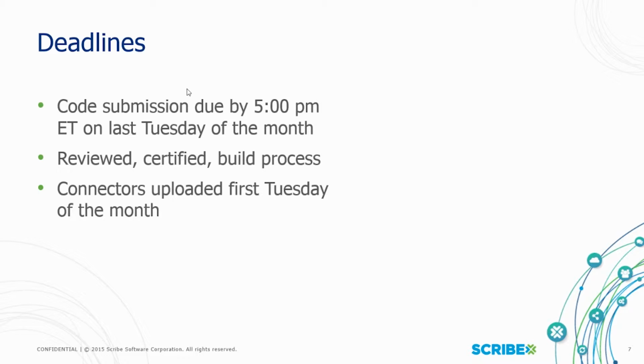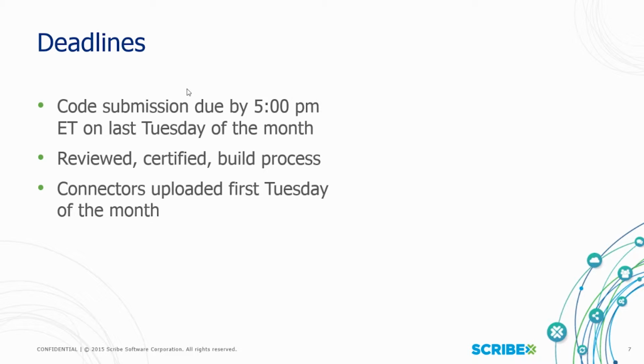Code submission, we do have a couple of deadlines here. Our code submission deadline is 5 o'clock on the last Tuesday of the month. This is true every month of the year. Sometimes that's close to holidays. We work that right in. We're more concerned about having a consistent date. We will then take about a week's time to get through the review, the certification, and the build process, and we'll release those revised or new connectors out to the Scribe Online platform the first Tuesday of the month. So it takes about a week for everything to roll out.